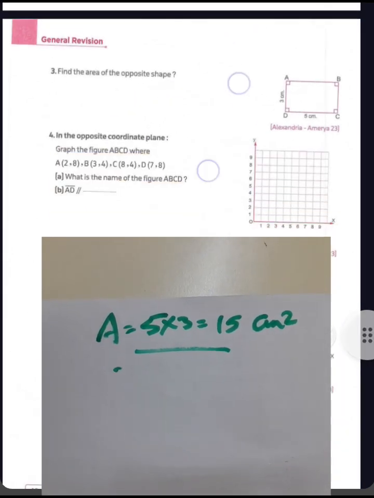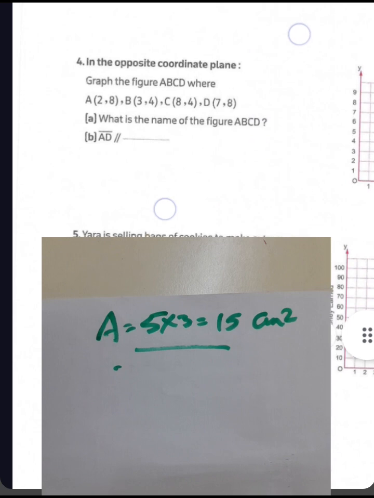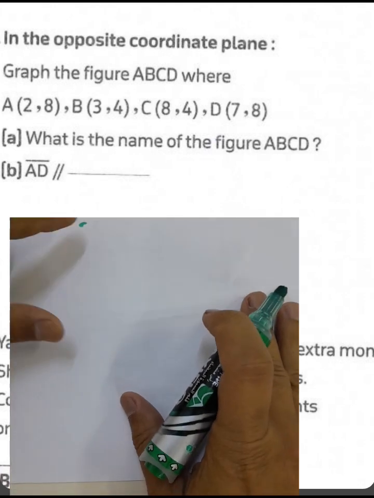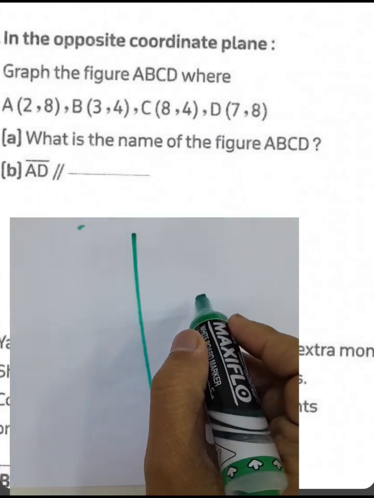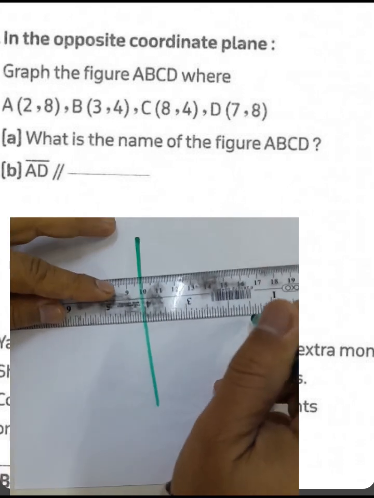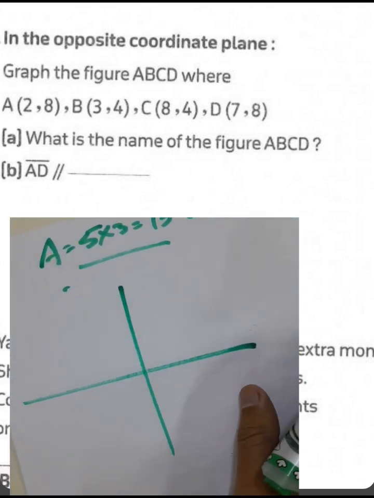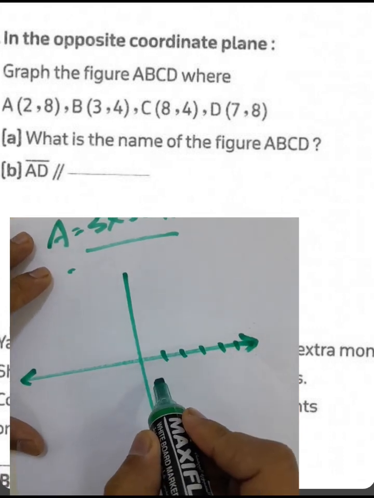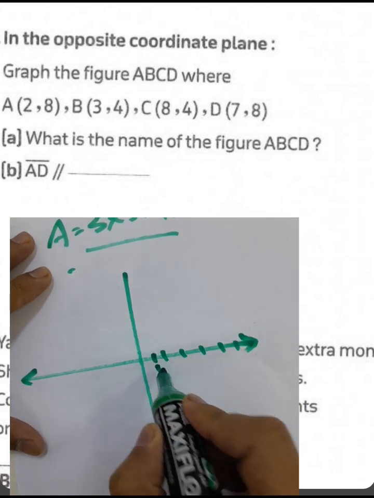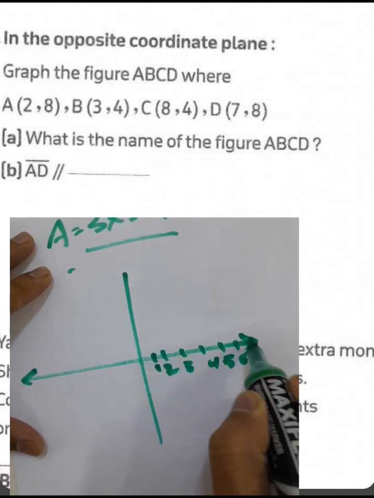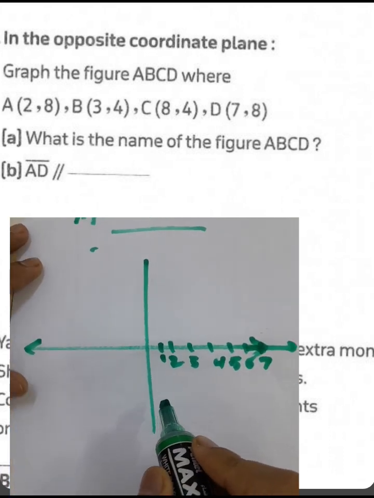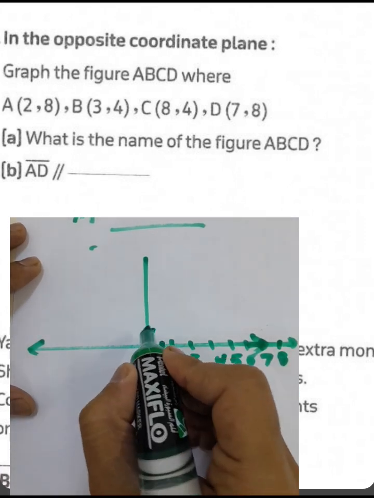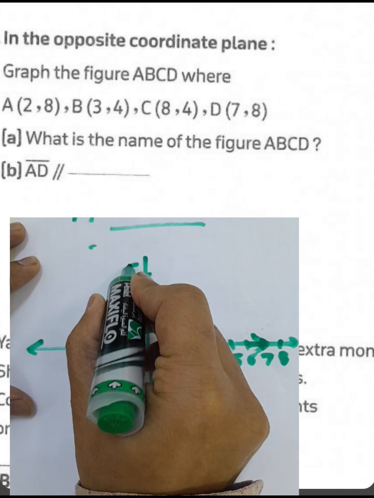In the opposite coordinate graph, figure ABCD, we have the points and we want to put each point in the graph. First, I will draw here by using a ruler. You must use the ruler to draw here and put the points. We have a lot of points here: 1, 2, 3, 4, 5, 6, and 7. And we have here 8, okay, and here 1, 2, 3, 4, 5.